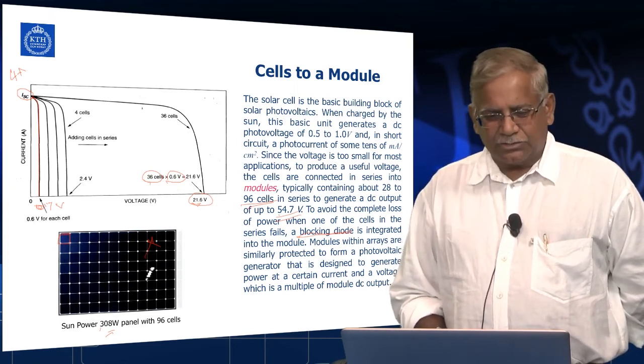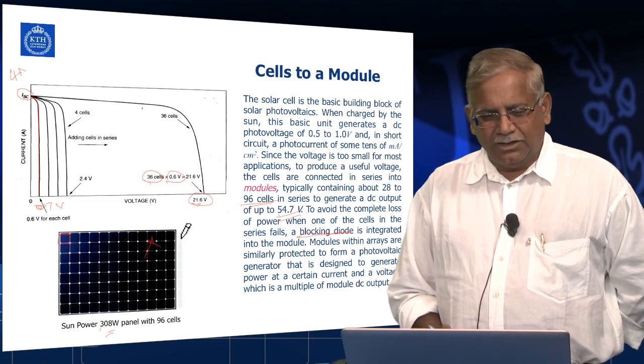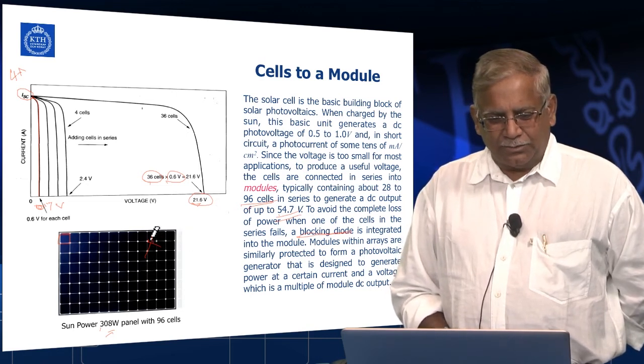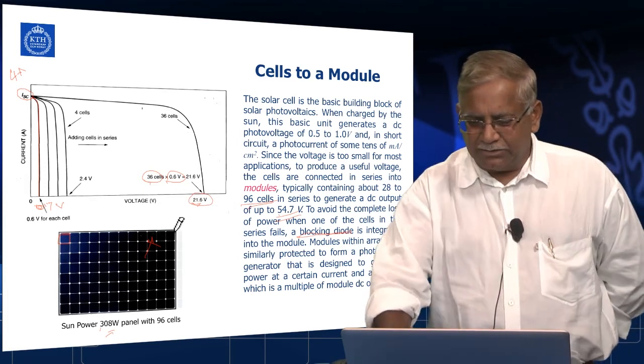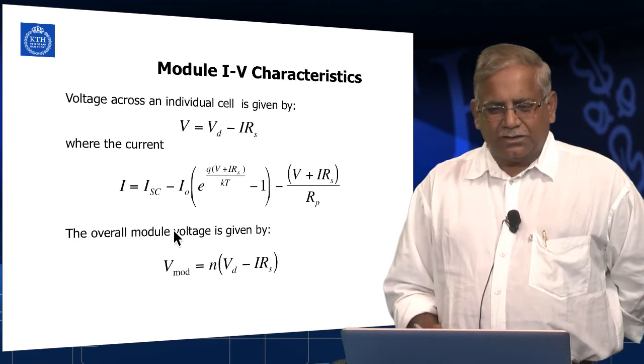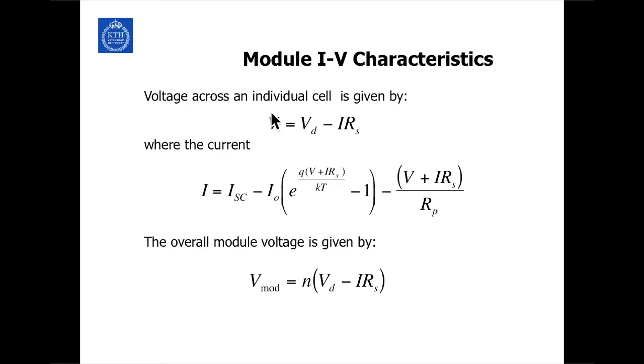Otherwise the cost becomes too prohibitive. But ideally, what you would like to do is put a blocking diode between this cell and the next cell which is connected to it. So the characteristics then would be the voltage across the individual cell is given by this. We have done this before.